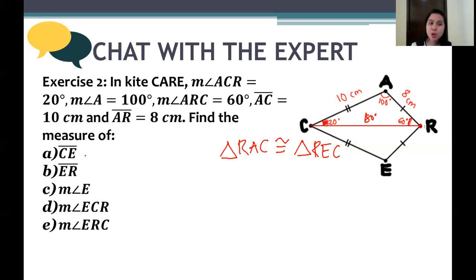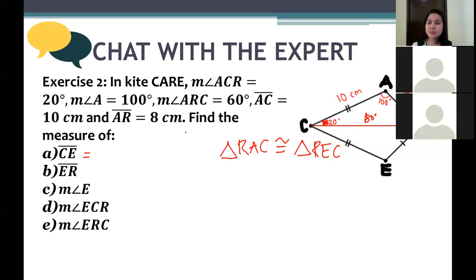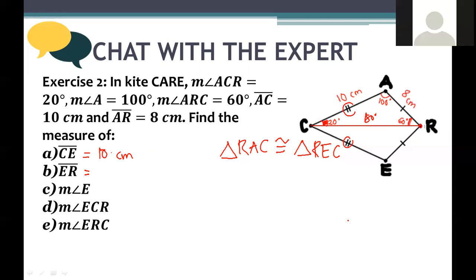Now, can you tell me what's the measure of segment CE? Let me call on Janine. What's the measure of CE? 10 cm. Very good. It's 10 cm, because remember, they are congruent with this one. Next, can I call on Vance? What's the measure of segment ER? Vance? What's the measure of segment ER?